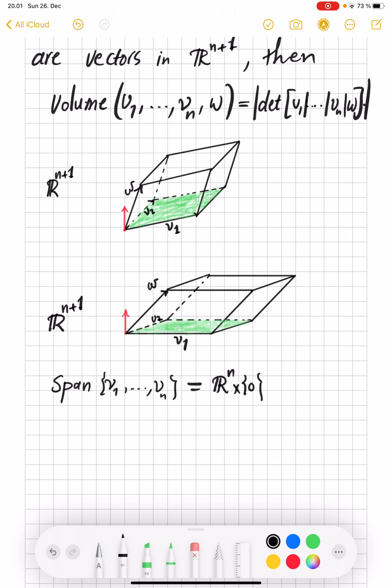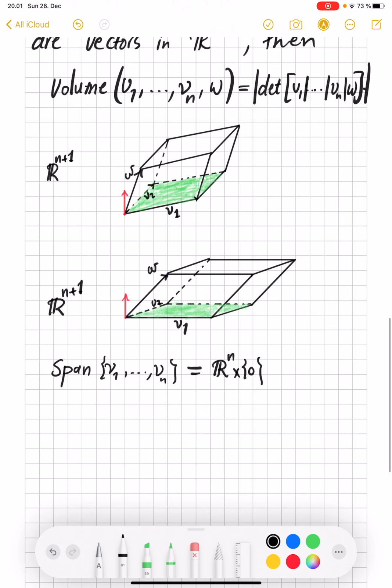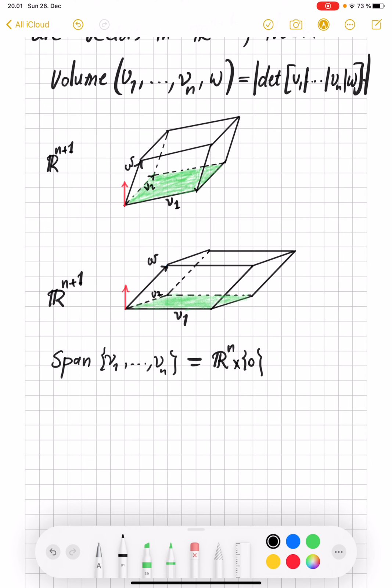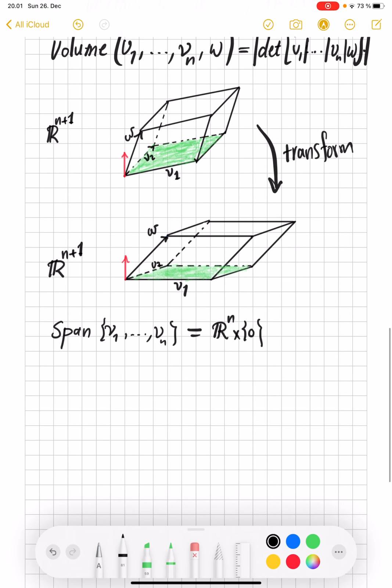In other words, v1 to vn have no last component. The last component is just 0. And you will soon see why I love to go from this picture to that one. But what does it take to transform from this shape to the other one? The answer is that it's through an orthogonal transformation. It's through a rotation in R^(n+m).